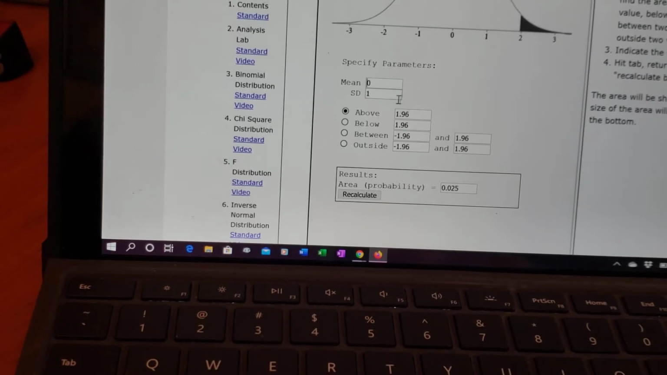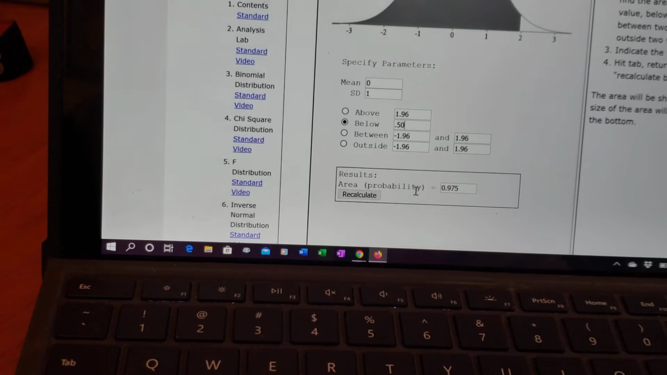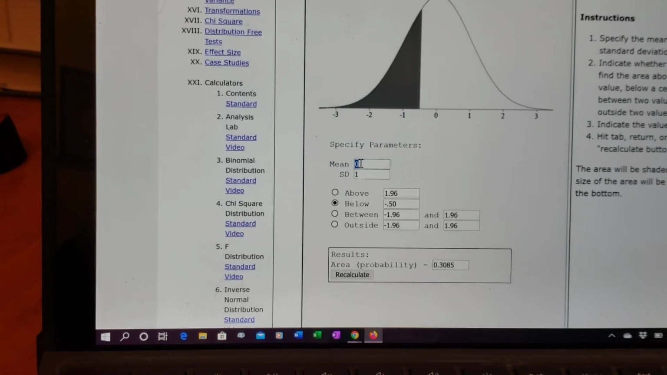Okay, so I got my mean and standard deviation. We want to go below on this one. We had 0.50, 0.50. Put that in, I hit recalculate. Oops, I made a mistake. I should have had negative. I can see that's above the mean there. And the score is way too big. There's my 0.3085. Now, notice they got the graph up there that looks just like the one that we did too, pretty much.